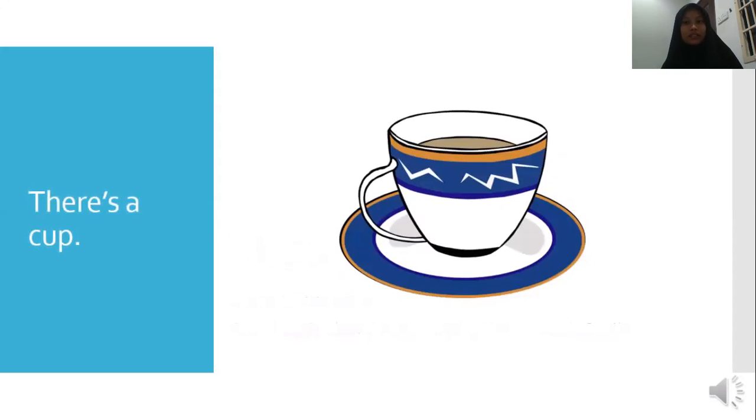The first example, there's a cup. Notice that you only have one cup, right, students? So you have to use there's. There's a cup.